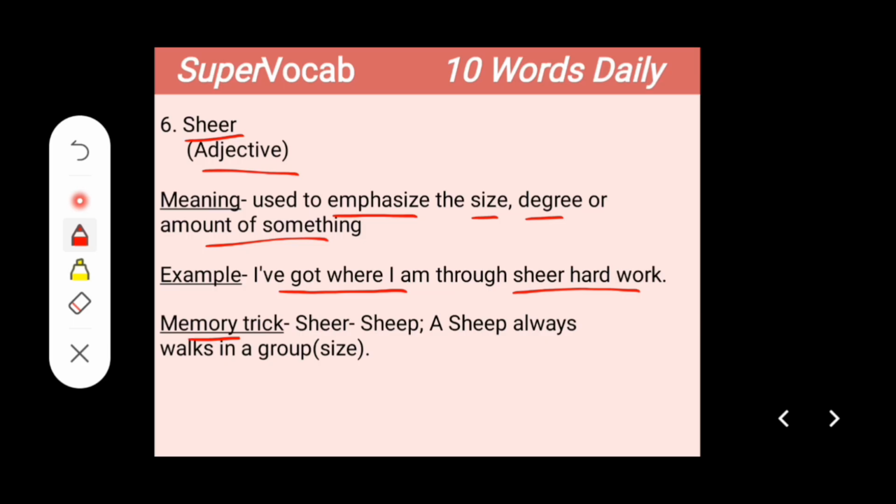So how to remember this? Sheer sounds similar with sheep. Okay, and a sheep always walks in a group, and the group is of huge size. Okay, so you can remember this from sheep. Sheer means big size, and sheep also walks in a big sized group. Okay, so let's move to the next word.